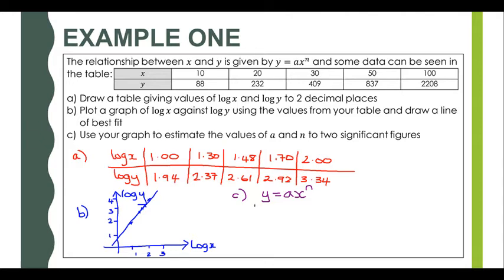So if we take logs of both sides, we get log y is equal to log of ax to the power of n. We can then use our addition rule. So we still have log y is equal to, and then we can split this term into log of a plus log of x to the power of n. And then using our power rule, we can bring down the n to give us n log x for that final term.